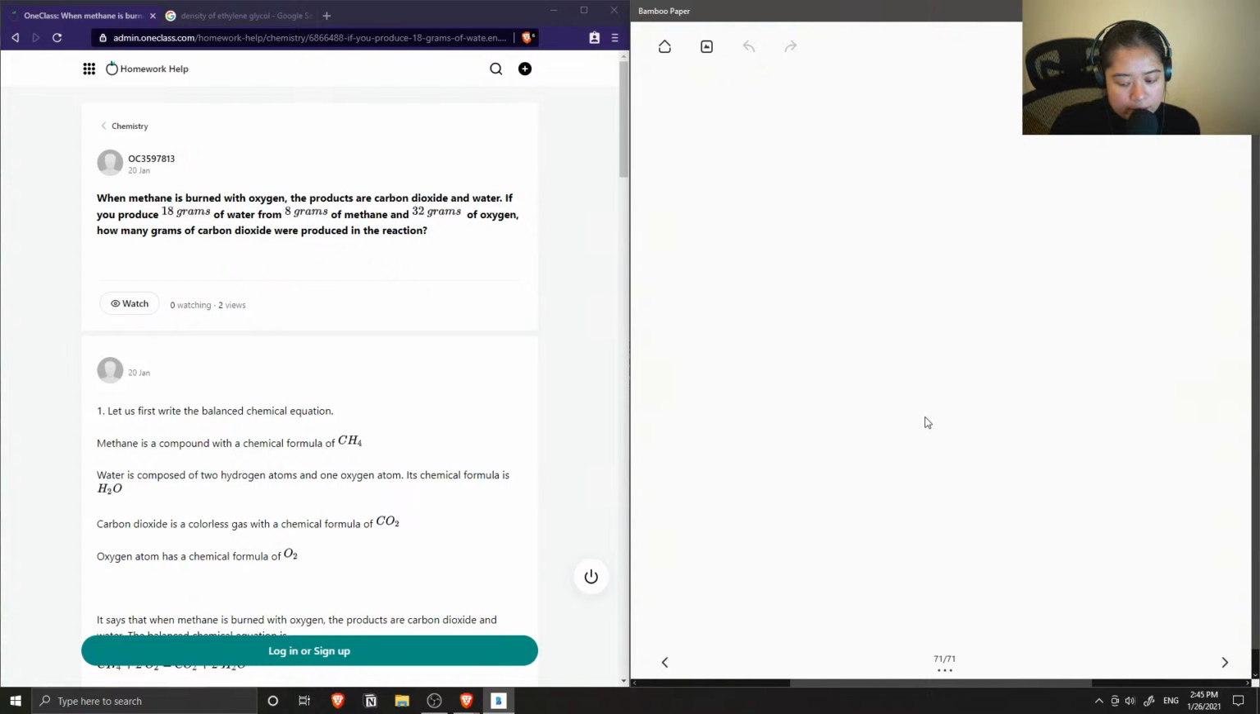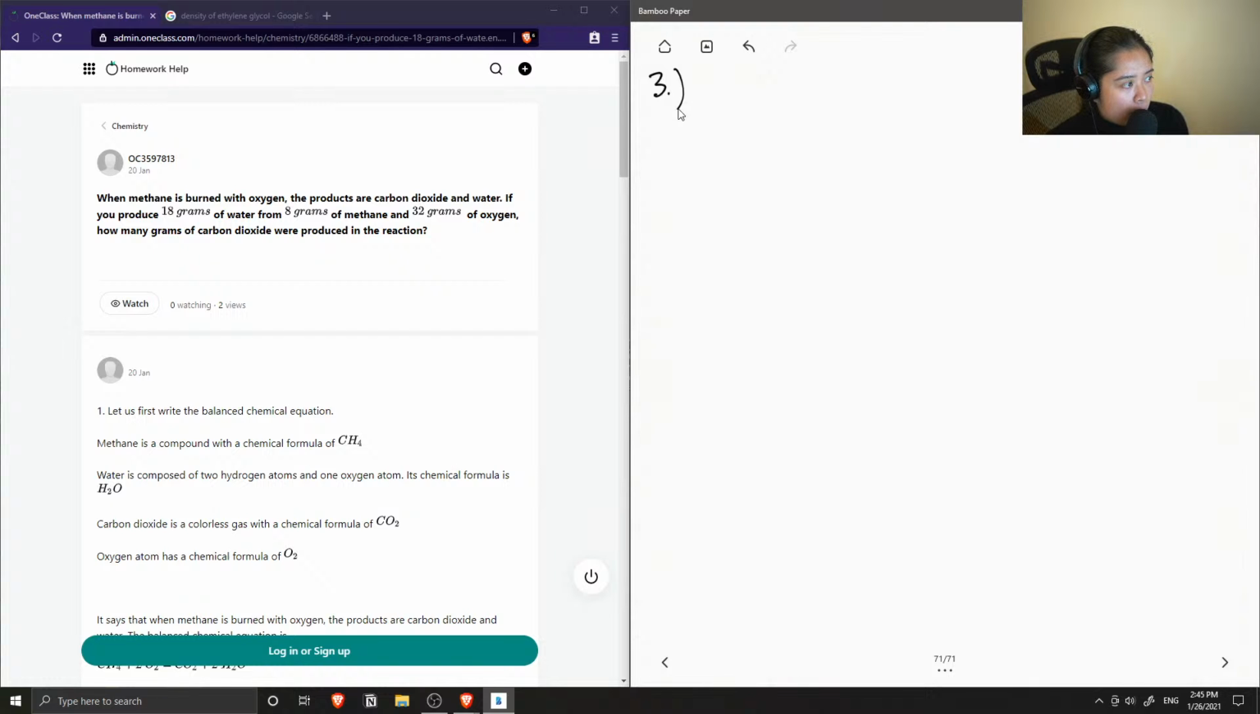Question number 3. When methane is burned with oxygen, the products are carbon dioxide and water. We produce 18 grams of water from 8 grams of methane and 32 grams of oxygen. How many grams of carbon dioxide were produced in the reaction?